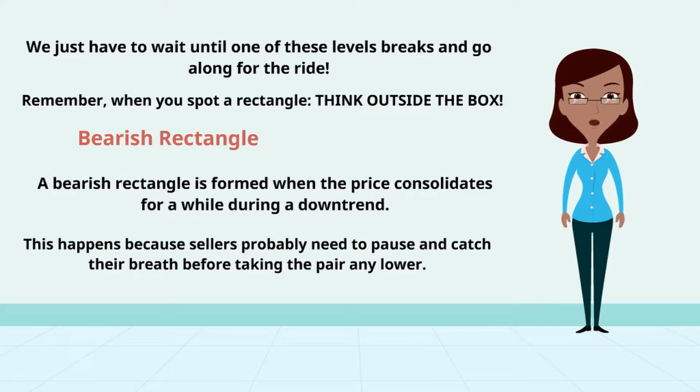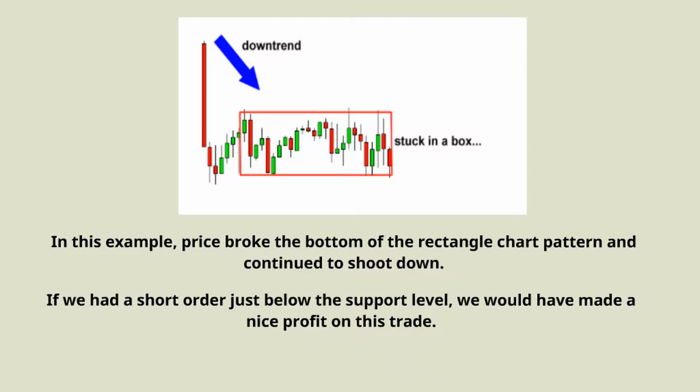Bearish rectangle. A bearish rectangle is formed when the price consolidates for a while during a downtrend. This happens because sellers probably need to pause and catch their breath before taking the pair any lower. In this example, price broke the bottom of the rectangle chart pattern and continued to shoot down. If we had a short order just below the support level, we would have made a nice profit on this trade.